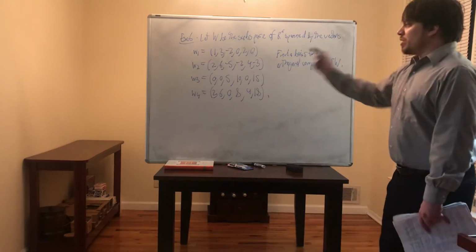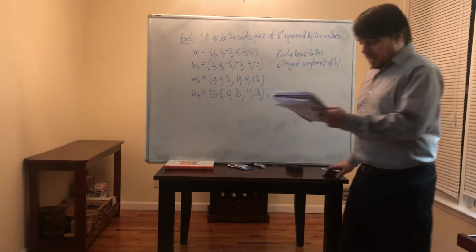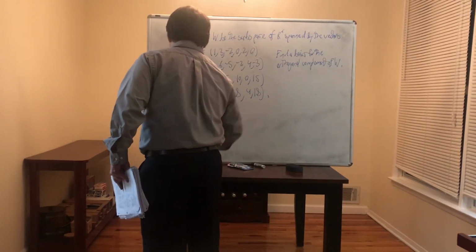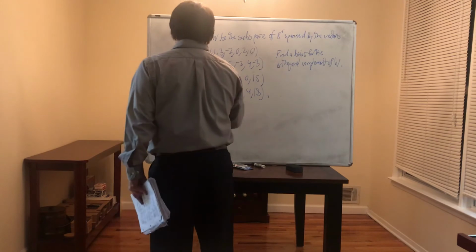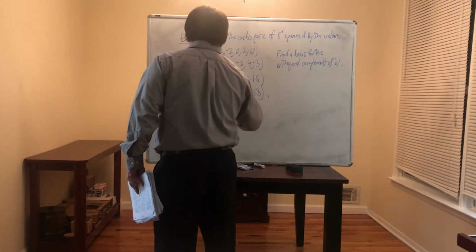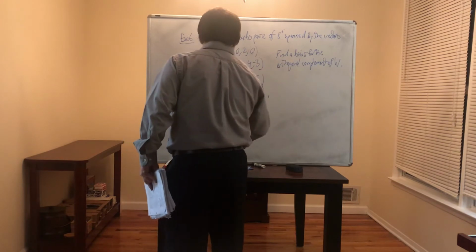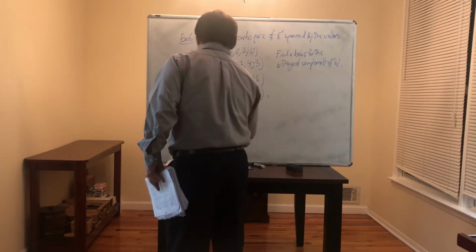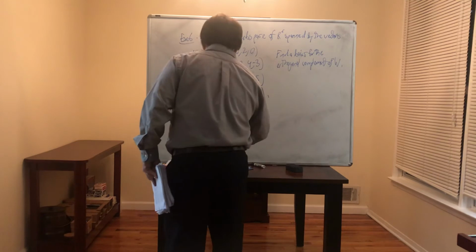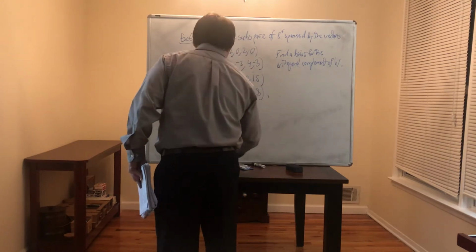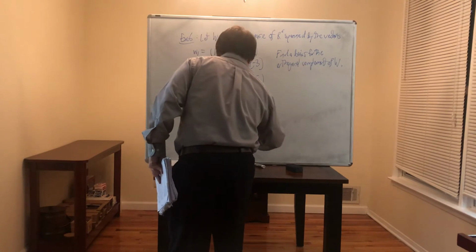Okay, so we want to find a basis for the orthogonal complement of W. To do that, just make a matrix whose rows are those 4 vectors. So W1 is going to be row 1, 1, 3, -2, 0, 2, 0, 2, 6, -5, -2, 4, -3, 0, 0, 5, 10, 0, 5, 15, and 2, 6, 0, 8, 4, 18.